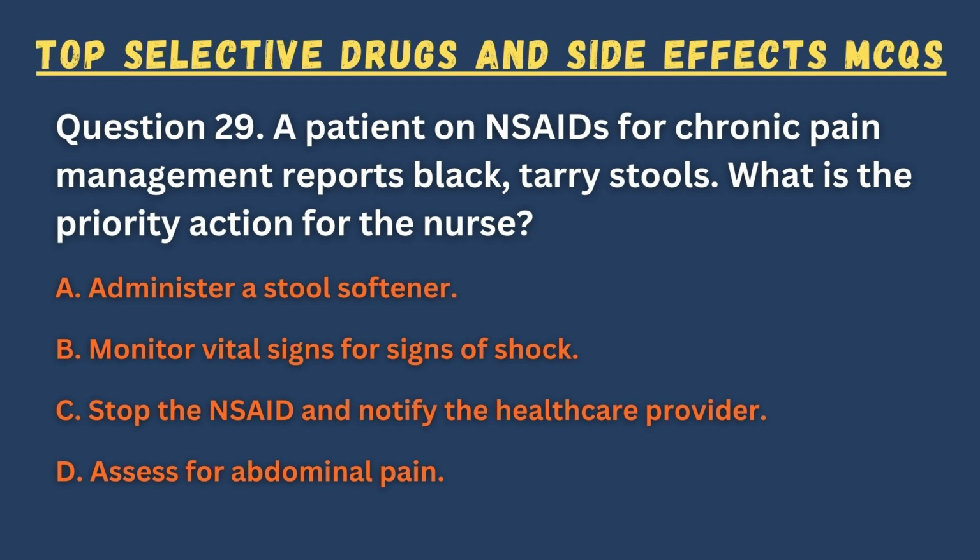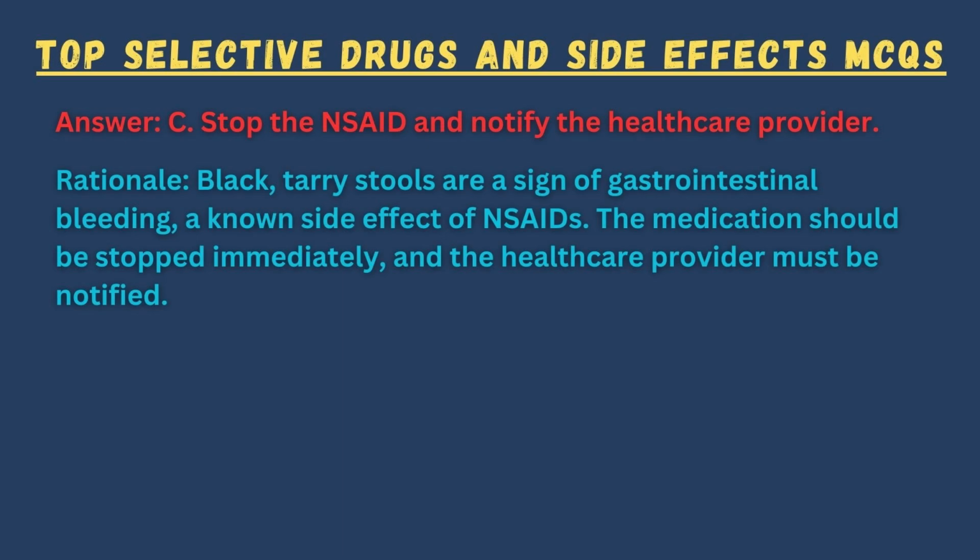Question 29. A patient on NSAIDs for chronic pain management reports black, tarry stools. What is the priority action for the nurse? A. Administer a stool softener. B. Monitor vital signs for signs of shock. C. Stop the NSAID and notify the healthcare provider. D. Assess for abdominal pain. Answer: C. Stop the NSAID and notify the healthcare provider.